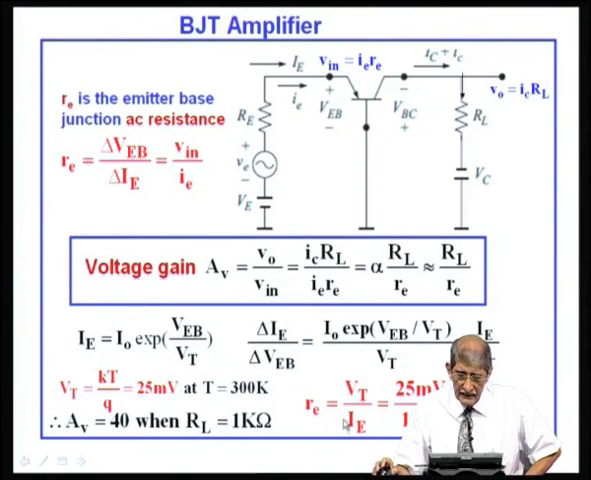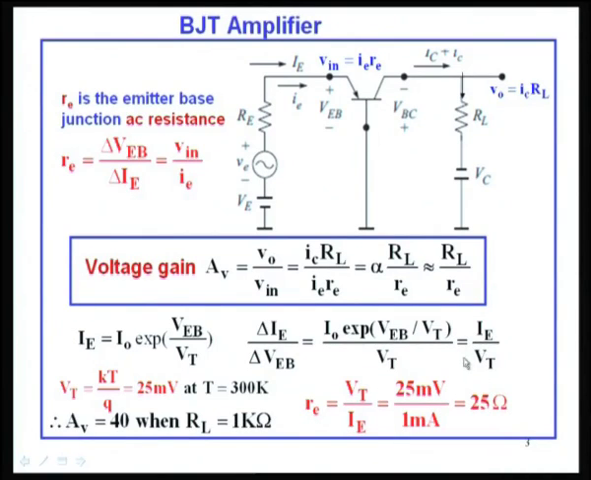So, r_e is V T by I E, because delta I E by delta V B is I E by V T, and delta V B by delta I E, as we have seen here, is r_e, V T by I E. Supposing V T is 25 millivolts as calculated here, if DC current is 1 milliampere, r_e is 25 millivolts by 1 milliampere, that is 25 ohms. So, if you have 1 milliampere DC current flowing through the collector, incremental resistance is actually 25 ohms, because DC current also is 1 milliampere. So, that is 25 ohms.